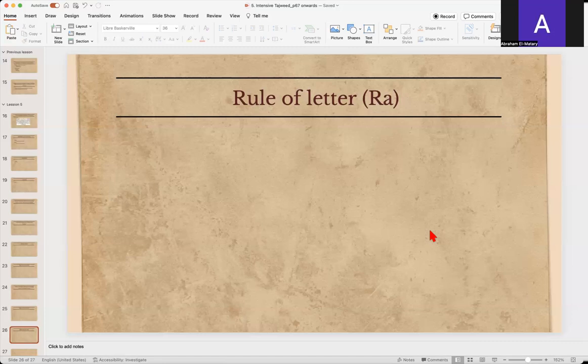Number 7. When the ra is sakina, it's preceded by an incidental kasra. In Arabic, that means إذا كانت الراء ساكنة وقبلها كسرة عارضة. So that's the phrase to remember: كسرة عارضة. It's not a normal kasra. What does that mean?